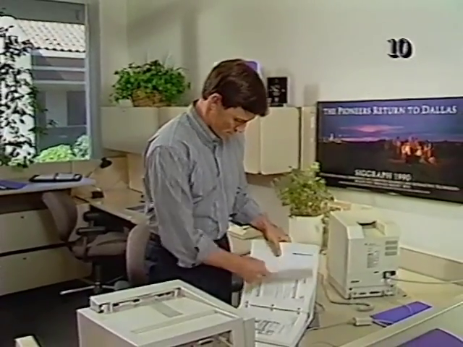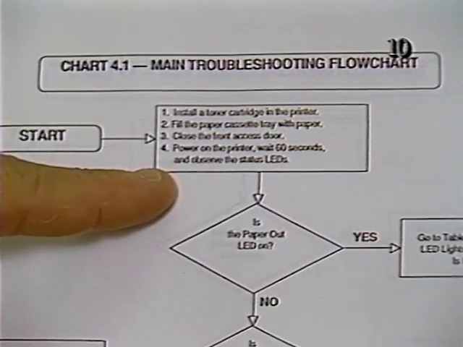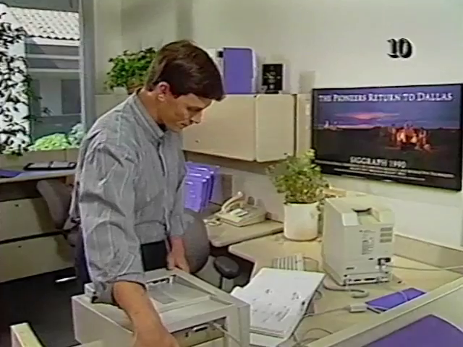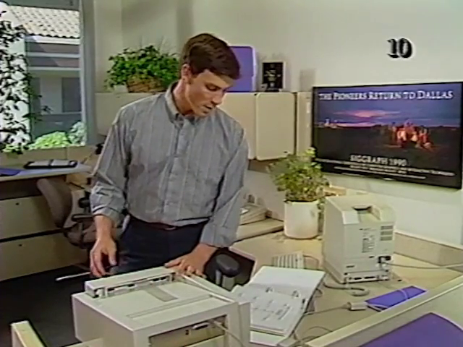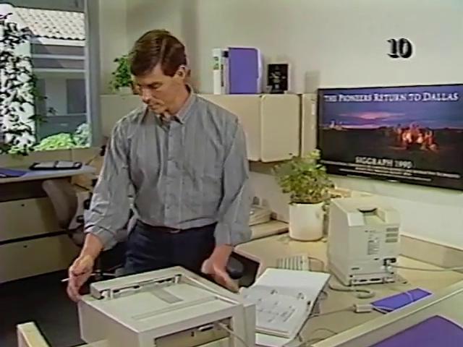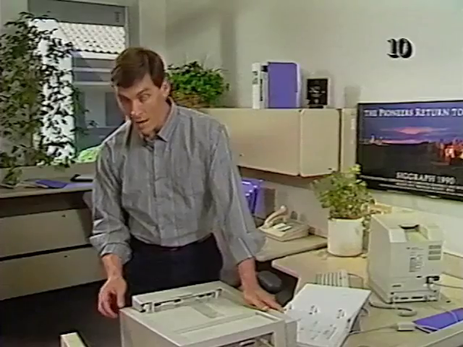If the problem doesn't seem to be caused by improper setup or operation, the next action to take to isolate the problem is to refer to the main troubleshooting flowchart in the personal LaserWriter technical procedures. Power on the printer, wait 60 seconds, and observe the status LEDs. After powering on the personal LaserWriter, you notice that both yellow LEDs flash simultaneously. What would you do next?